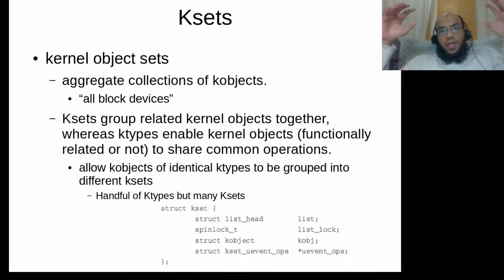So you can have a kset that has a subset of objects that belong to the same ktype, for example. And it also allows kobjects of identical ktypes to be grouped into different ksets. So you can divide the objects into multiple ksets instead of having them all in the same kset.